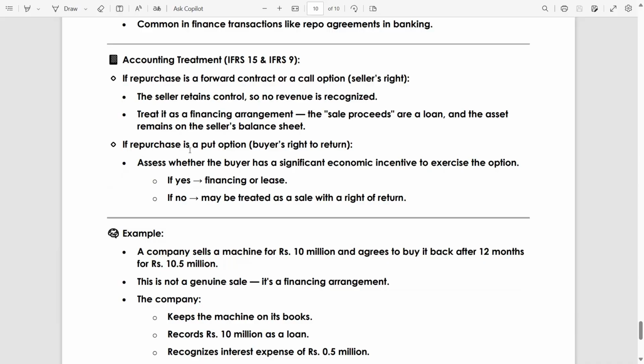Now, if repurchase is a put option, means the buyer's right to return. Now it's my right to return. Assess whether the buyer has a significant economic incentive to exercise the option. If yes, financing or lease. If no, may be treated as a sale with a right of return. It means if the option is in my hand, what if I am not going to give it back to you? Then of course you can't take it back from me. In that case, you will have to book revenue. Why? Because then it's a proper sale, as you are not going to repurchase this asset from me.